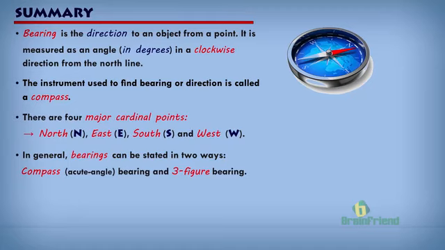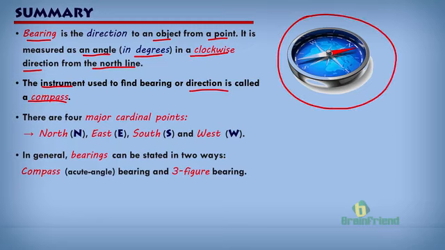Today we learned about bearing. We say bearing is the direction to an object from a point. We say bearing is measured as an angle in degrees in a clockwise direction from the north line. We said the instrument used to find bearing or direction is called a compass. Okay? Remember, we saw an image of a compass.